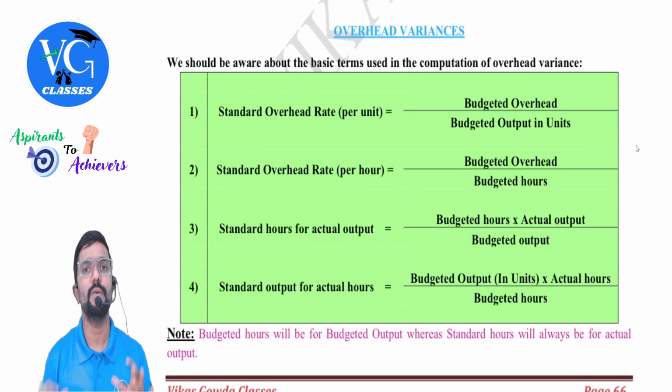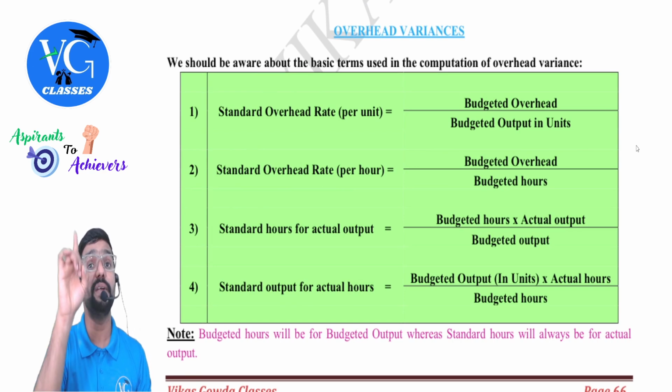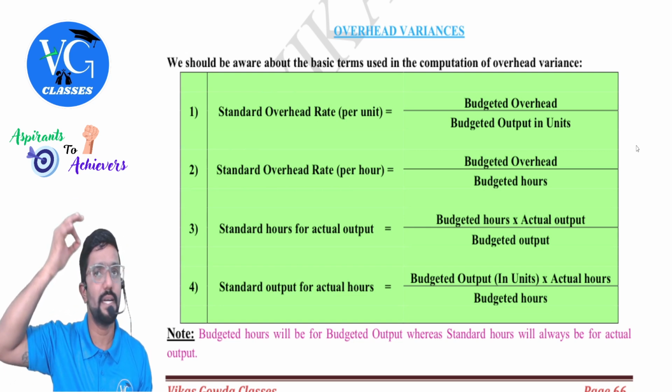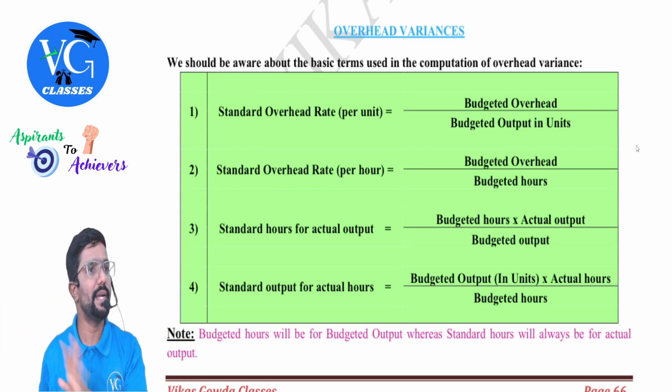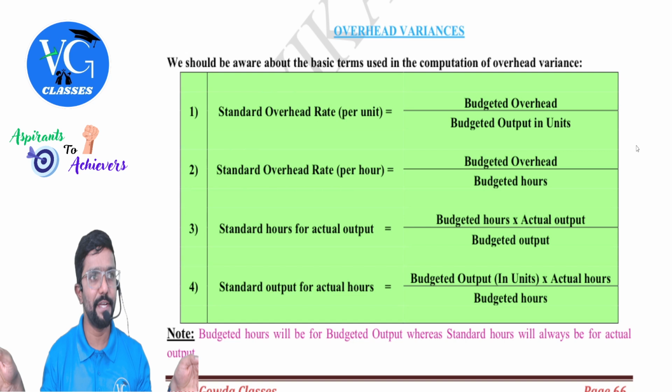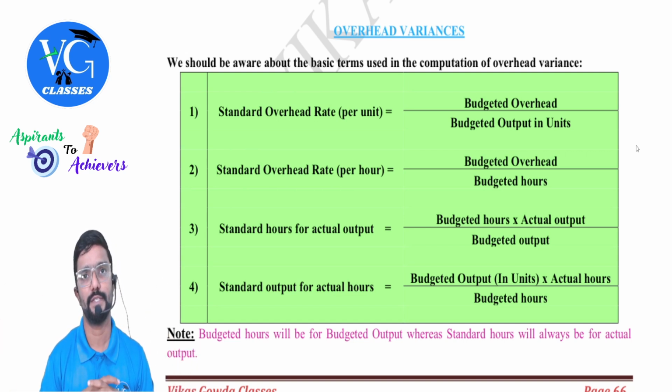Now coming to overhead variance. Guys, whatever we discussed, material and labor will always be direct in nature. Whatever material variance and labor variance we discussed is with respect to direct costs. All indirect expenses will come under overhead. And overhead we will subdivide into variable and fixed.